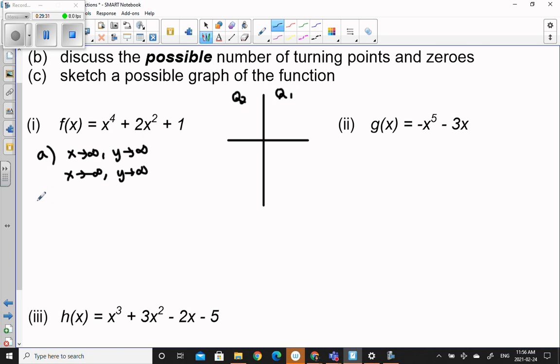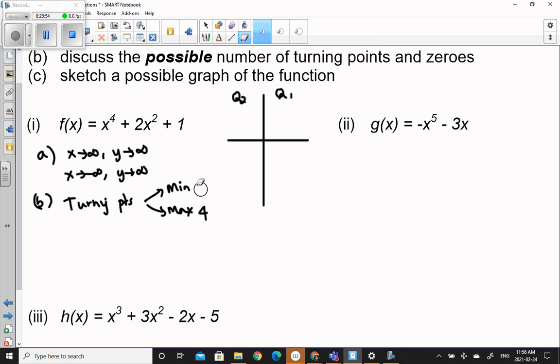And then it says possible number of turning points. Well, the turning points, if you have a degree of 4, the minimum could be 0 and the maximum will be 4. Sorry, I made a mistake there. For the turning points, you could have a minimum of 1 and a maximum of 3, because the maximum turning points will be n minus 1, which is 4 minus 1 or 3, and you could have a minimum of 1.